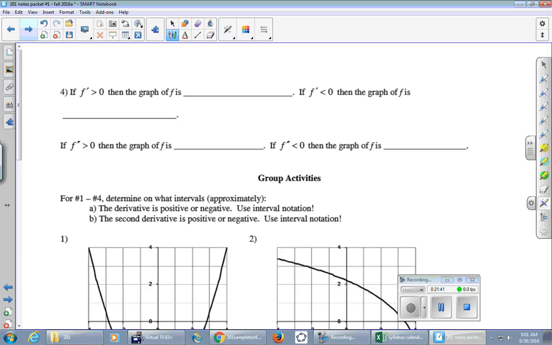let's fill in a few blanks here together. If f prime is positive, then the graph of f is what? Let me give you some choices. These four blanks, I'm going to give you the four choices in no particular order: concave up, concave down, increasing, decreasing. Those are the four choices. If f prime is positive, what is it? Increasing. This is a first derivative answer. First derivative tells you about increasing and decreasing.